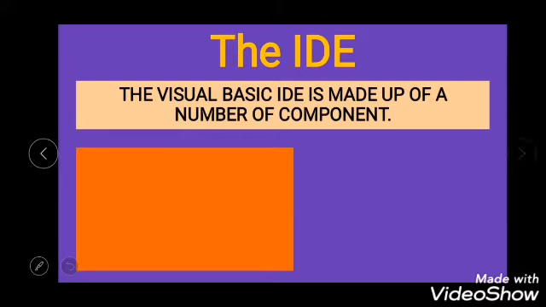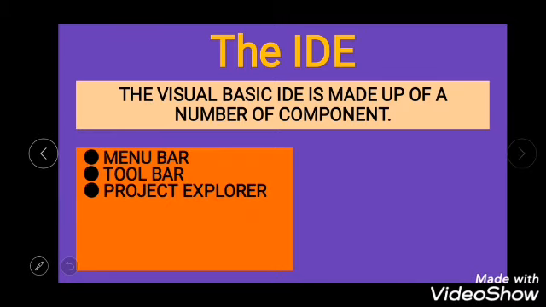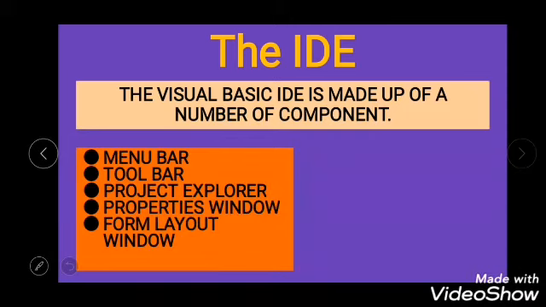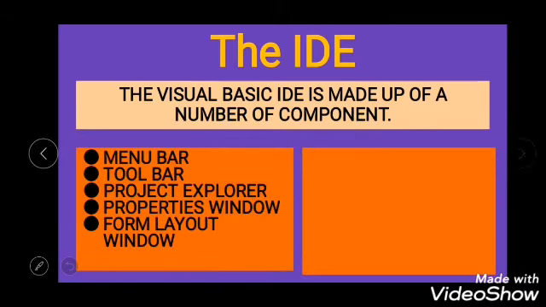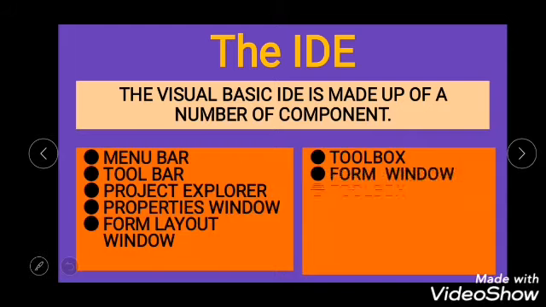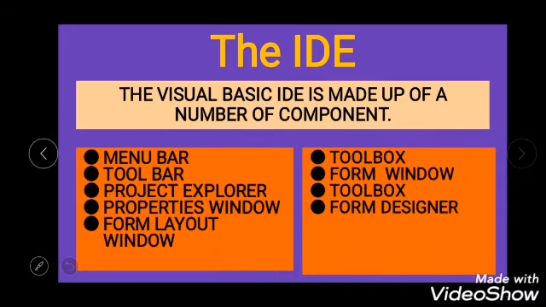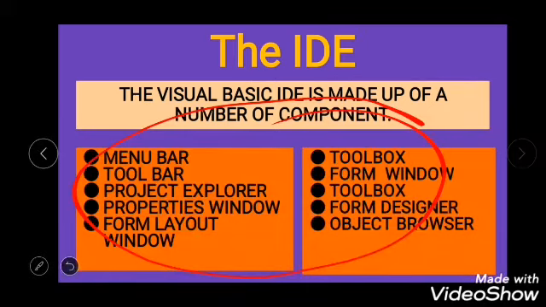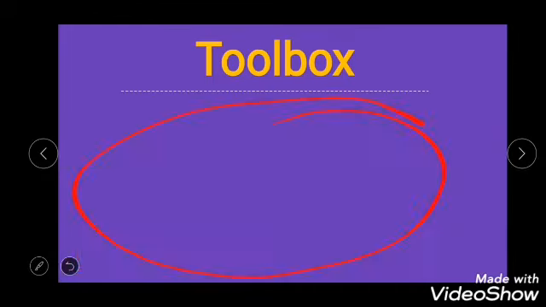So the components of the IDE. What does the IDE contain? First it contains the menu bar, next toolbar, then project explorer, after that properties window, then form layout window, toolbox, form window, form designer, and object browser. These are all the components of the IDE which we can see one by one. First we see the toolbox.